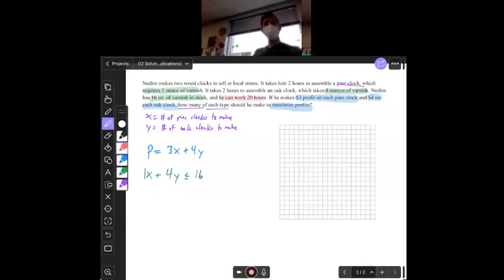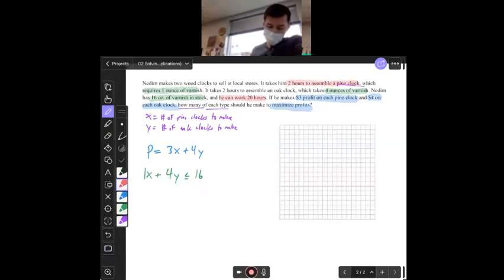So what else do we know about time? Take 2 hours. Okay, so how would I take that 2 hours for a pine clock? What right there, Mason? 2x, 2y. Okay, so 2x for 2 for each pine, and then you said 2y. That's 2 for each oak.